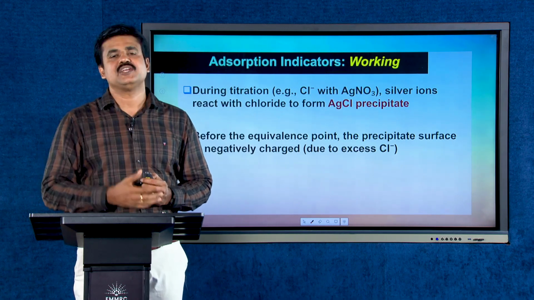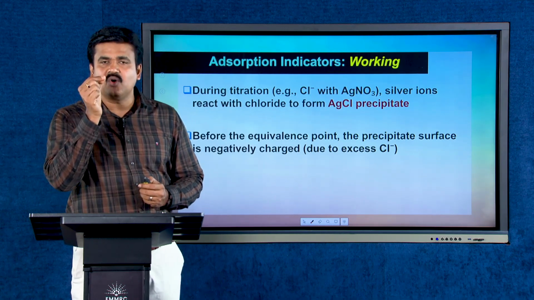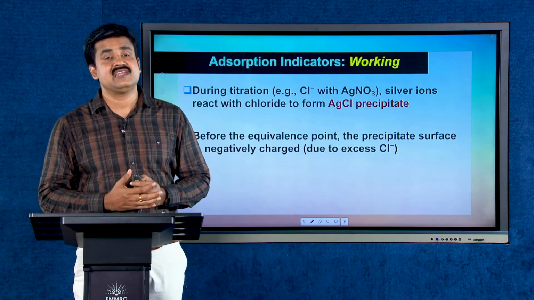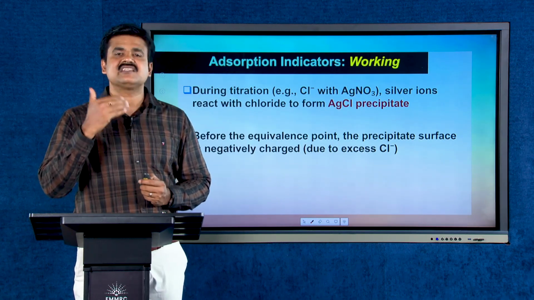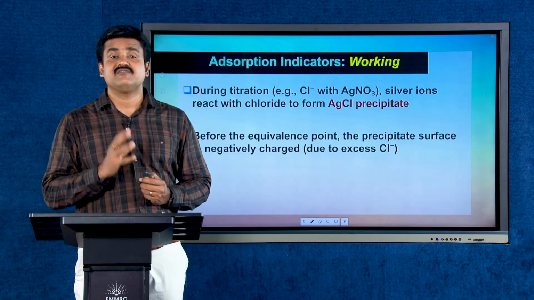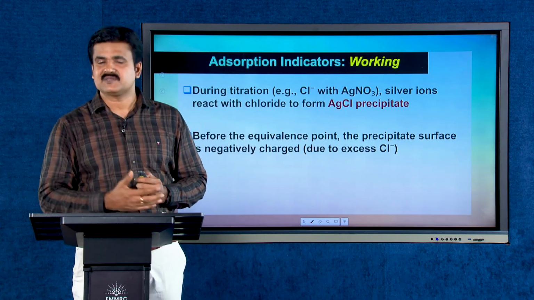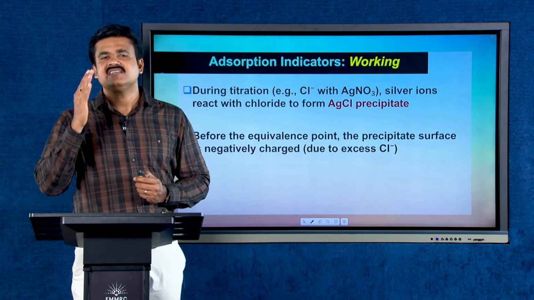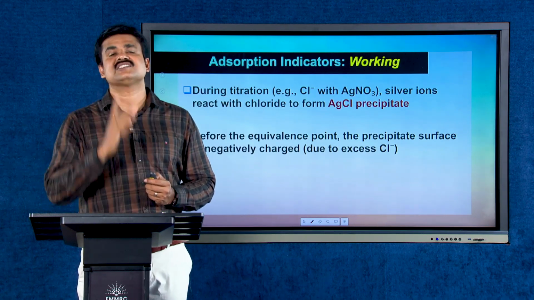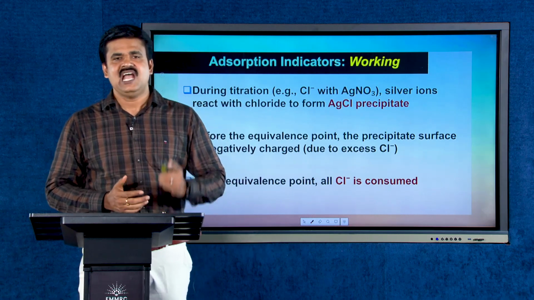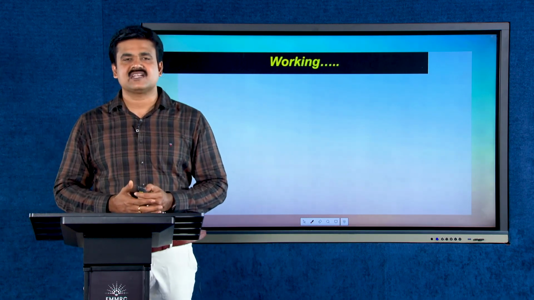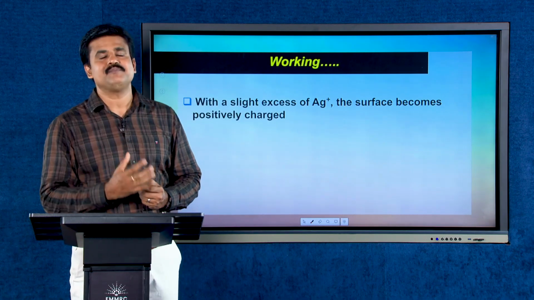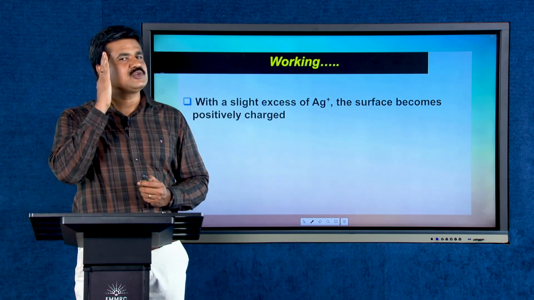Suppose after the end point, if you are adding a very small quantity of Ag+ ions, then those Ag+ ions will be in excess, and after the equivalent point, the precipitate will change to a positively charged precipitate. Prior to the end point, the precipitate is negatively charged due to the presence of excess Cl- ions. At the equivalent point, all the Cl- ions are consumed, and with the slight excess of Ag+ ions, the surface becomes positively charged.